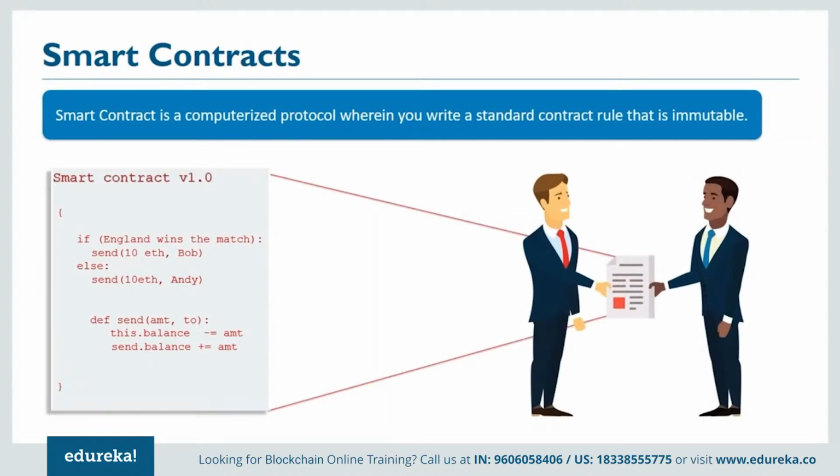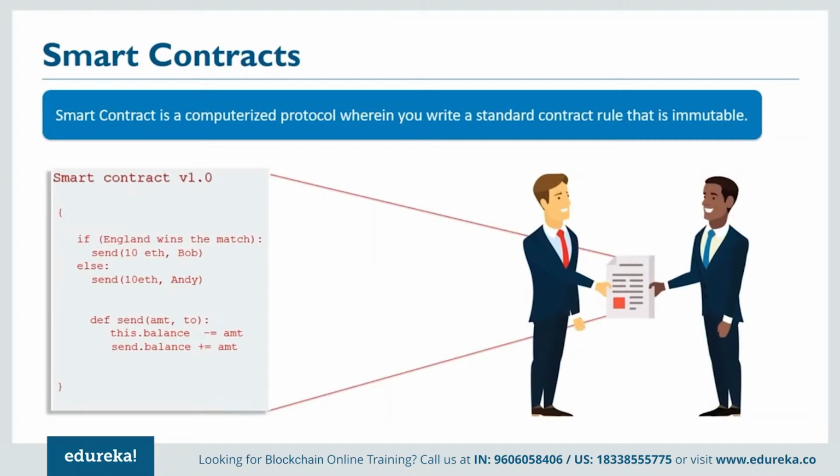A contract between two parties is written as code on the blockchain. Now the individuals involved are anonymous, but the contract is public to everyone on the blockchain. So when a triggering event occurs, which in this case is a bet on an ongoing cricket match, the contract executes itself according to the terms of the code. Therefore, if England wins the match, Bob will receive 10 ethers. But if England loses the match, Andy will receive 10 ethers, and both their wallets will be updated accordingly.